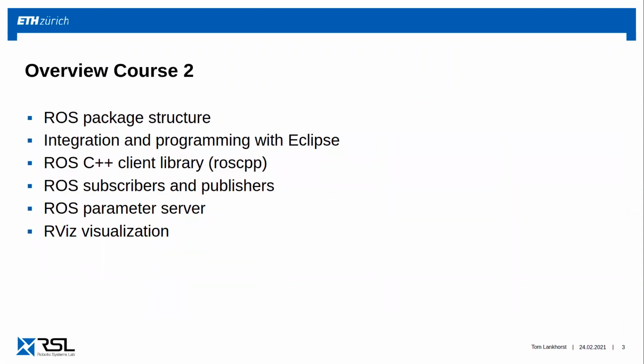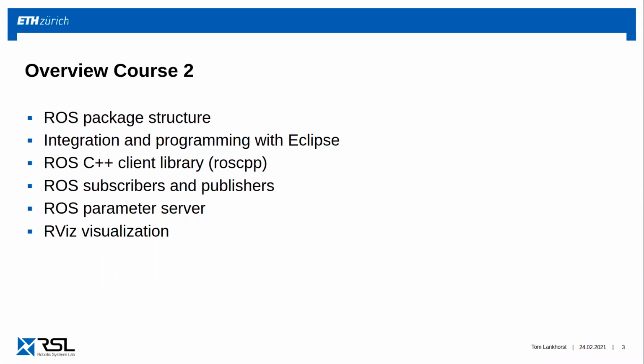Today will be mainly about the tools and resources that you need to create your own first ROS package. First, we will talk about the typical structure of a ROS package. We will also discuss how we can use an IDE like Eclipse to integrate and program your package. Then we will discuss how we write C++ code that interacts with the ROS network, which is the ROS C++ client library.